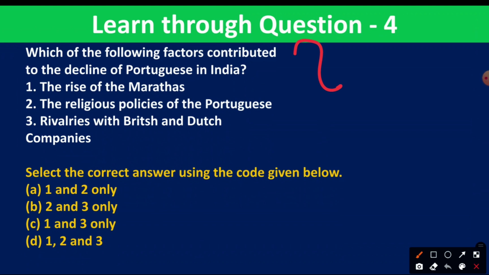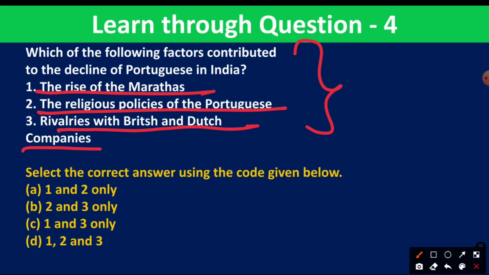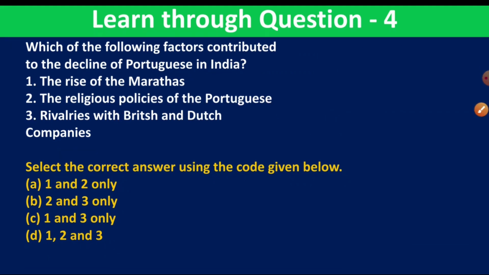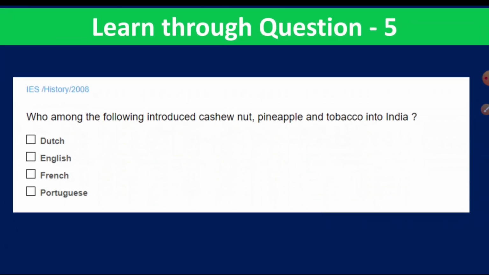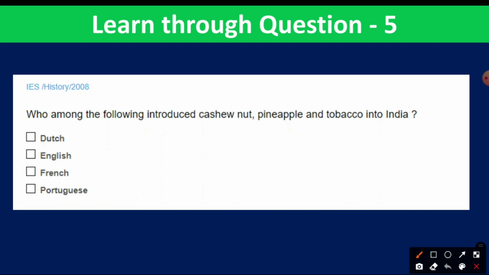Which of the following factors contributed to the decline of the Portuguese in India? Rise of the Marathas, religious policy of the Portuguese, rivalry with the British and the Dutch companies. We have seen the Marathas, we have seen this, and the rivalry we all know. We'll see more about the British and the Portuguese rivalry. So all the options are right. And the last question is, which among the following introduced the cashew nut, pineapple, and tobacco in India? That is again the Portuguese.